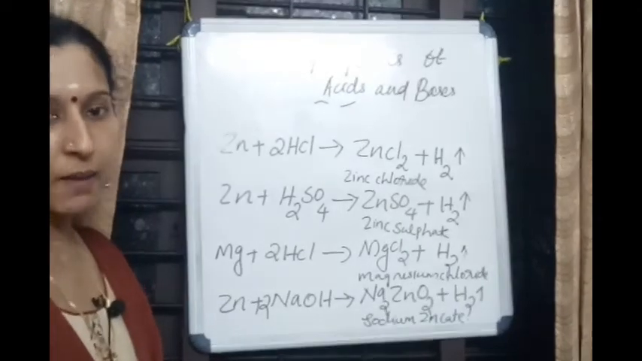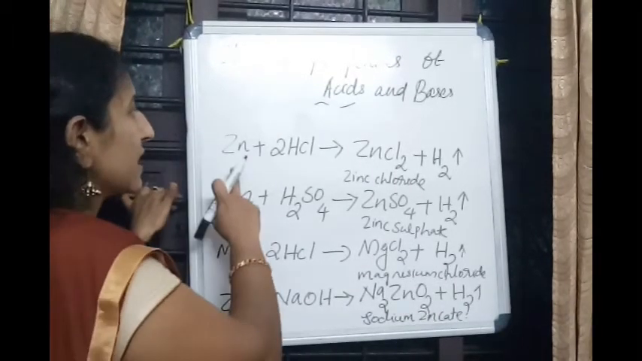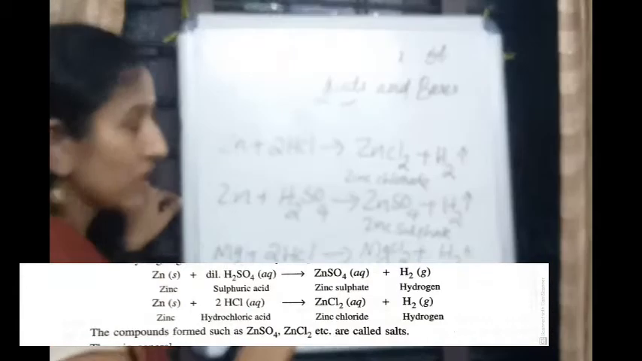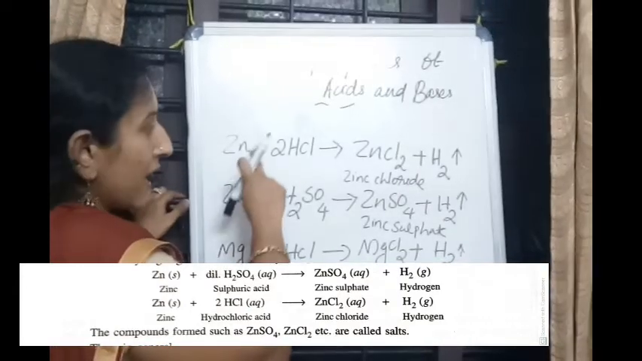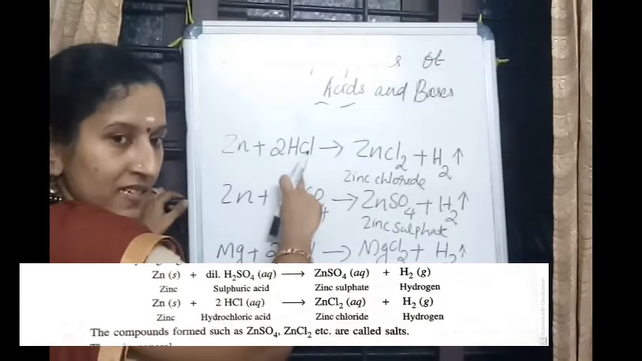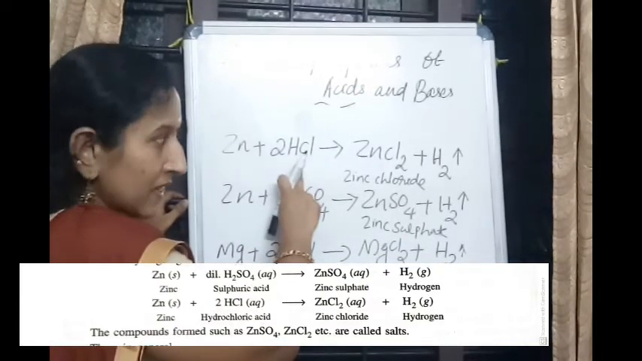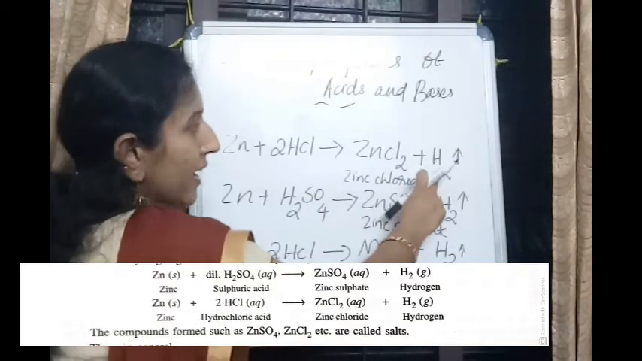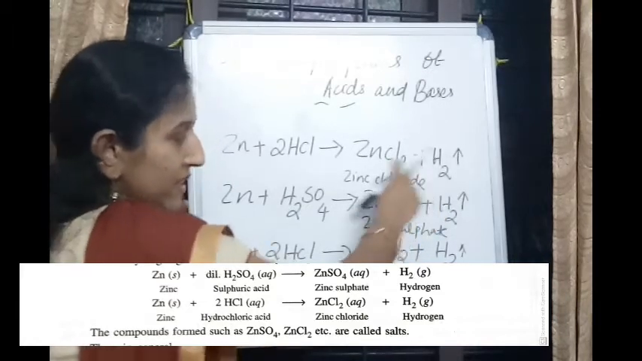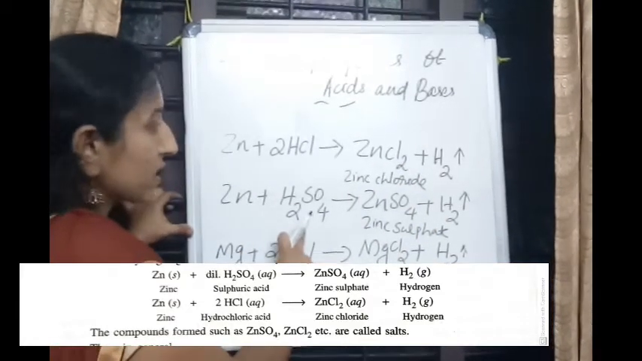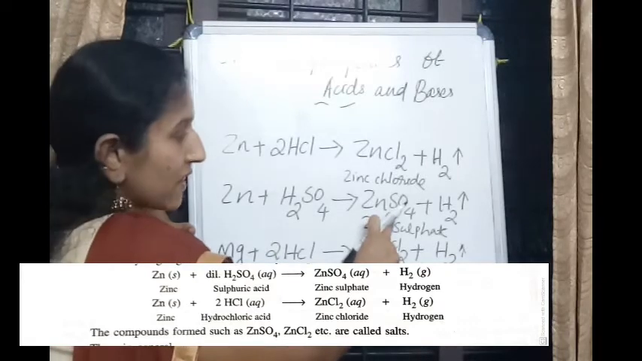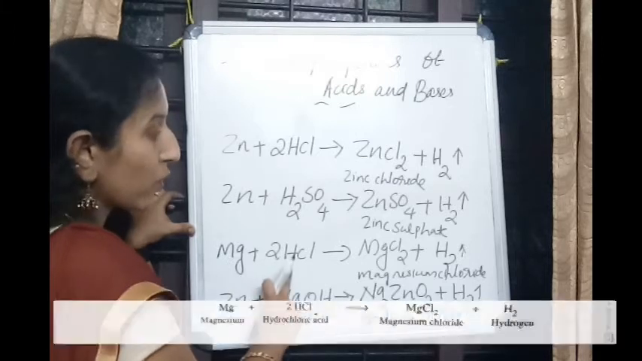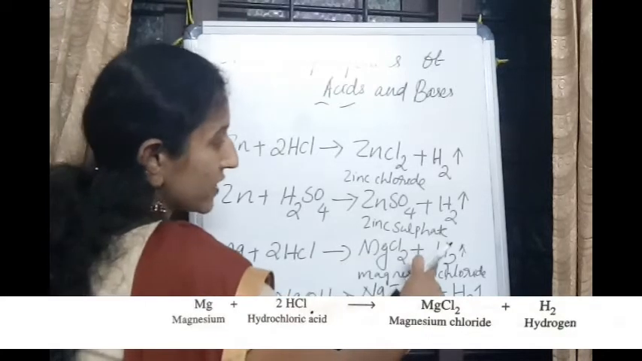Let's discuss some examples. Look here. Zinc reacts with hydrochloric acid to form zinc chloride and hydrogen gas. Zinc is a metal and hydrochloric acid is an acid. So when a metal reacts with an acid, it forms a metal salt. Here the metal salt is zinc chloride and the gas evolved from the reaction is hydrogen. And zinc reacts with sulfuric acid to form zinc sulfate. Zinc sulfate is a metal salt, and the gas is hydrogen. Magnesium reacts with hydrochloric acid to form magnesium chloride and hydrogen gas.